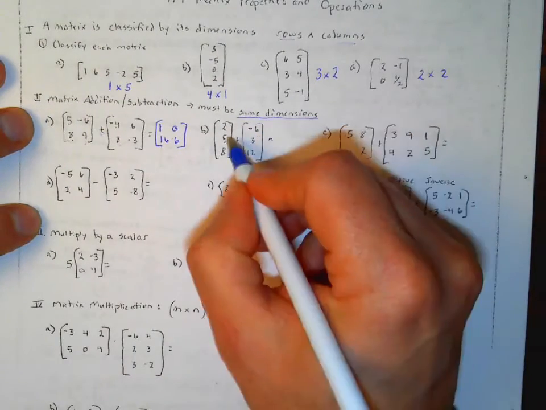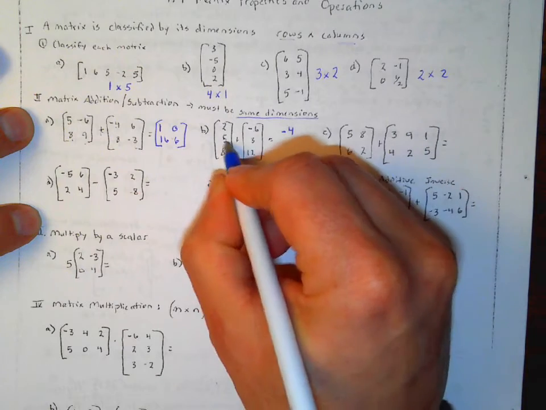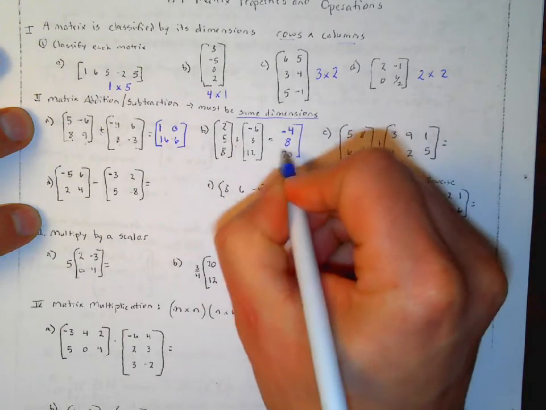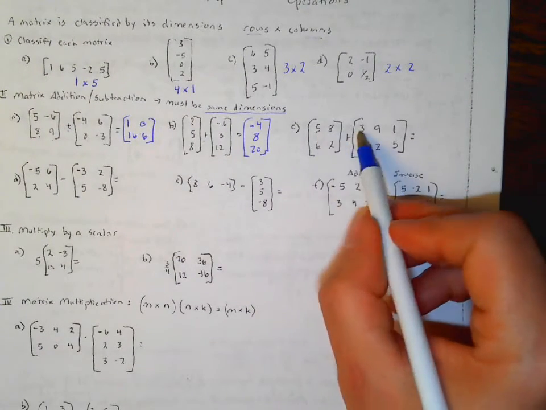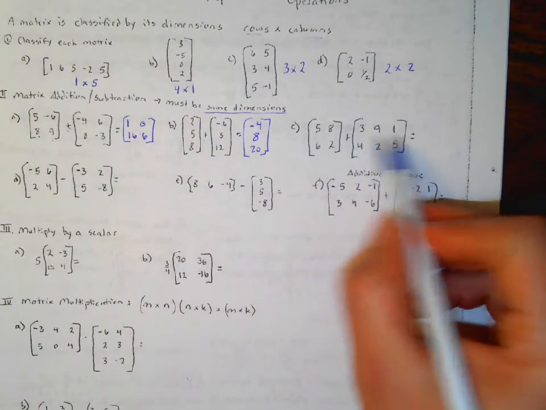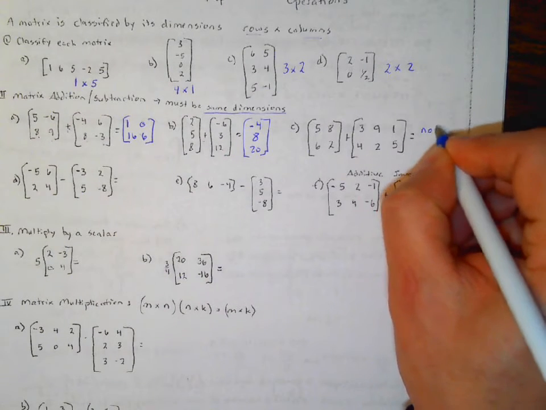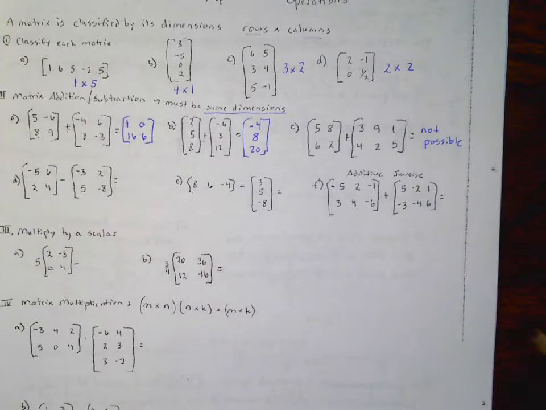Once again, add these together. 2 plus -6 would be -4, 5, 8, and 20. Okay, now these I can't add together because I could add this and this and this and this, but there's nothing to add on the end there. So this is not possible. Okay, we can't add those together because they're not the same sizes.